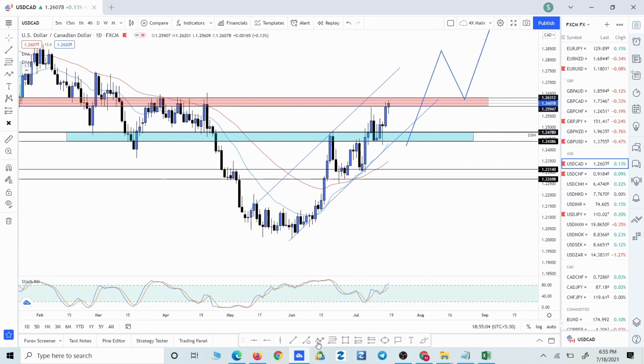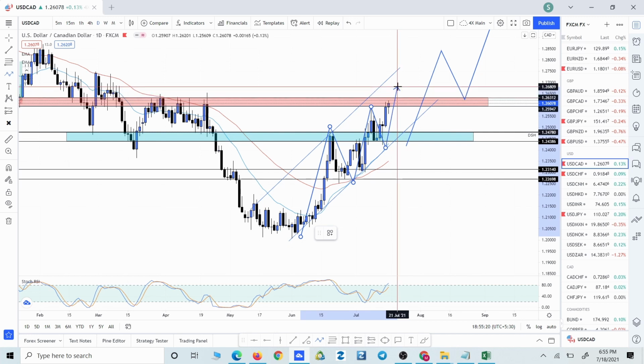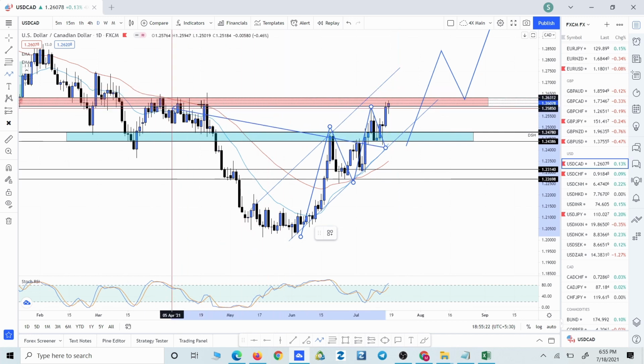As we can see on USD Cad, we are consistently making higher highs and higher lows. Starting from here, we have the high, higher low, then higher high, because this high closed above the previous high, then higher low, and now the price is moving higher, but the price is in a resistance zone.